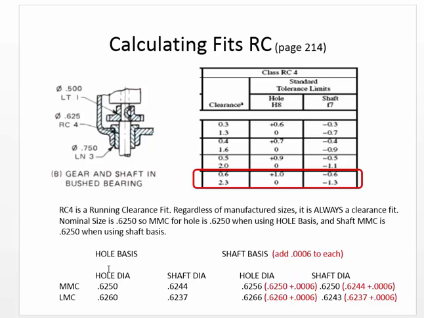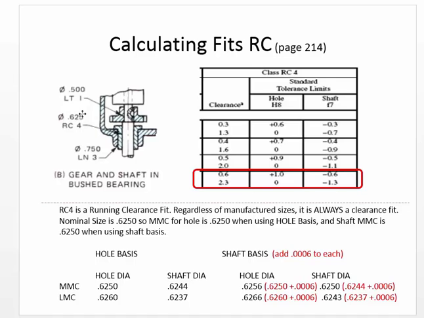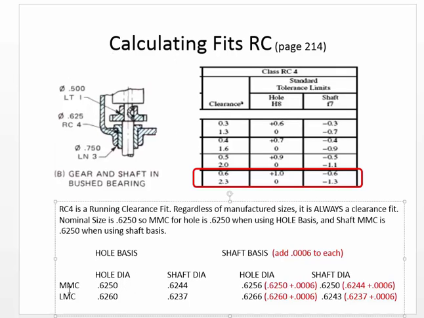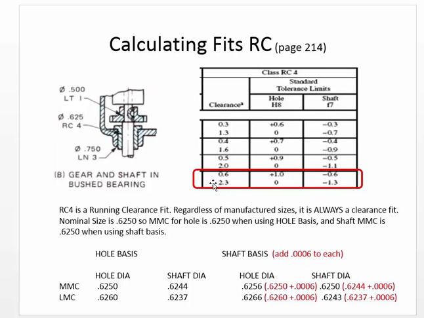Under the hole basis, we're going to say that the size of the hole is going to be 625 thou. Put the 0 in because you're dealing with 4 decimal places with everything else. So 625 thou is the nominal size. Comes from here.